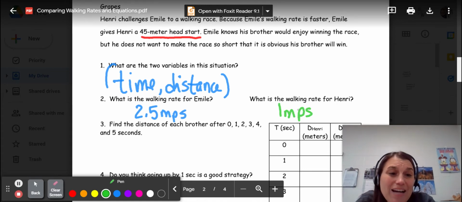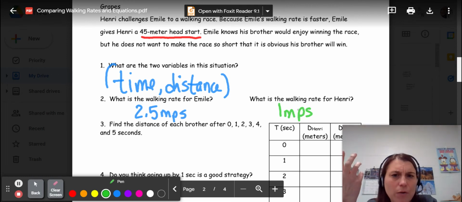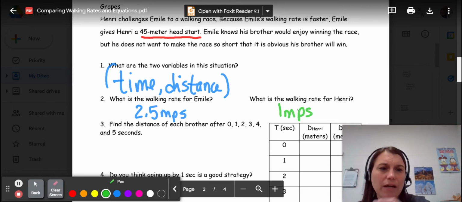So our two variables here are time and distance. And I want you to notice the way that I wrote that. I wrote it in parentheses and I wrote time first and distance second. And what that's communicating to somebody is that time will go on the x-axis. I wrote it first in the coordinate pair. And distance would go on the y-axis. I wrote it second. So that is a way to tell somebody that time is the independent variable and distance is the dependent variable. And then I recalled the two walking rates that we were already given in this problem, the 2.5 meters per second and the 1 meter per second. So get caught up there.